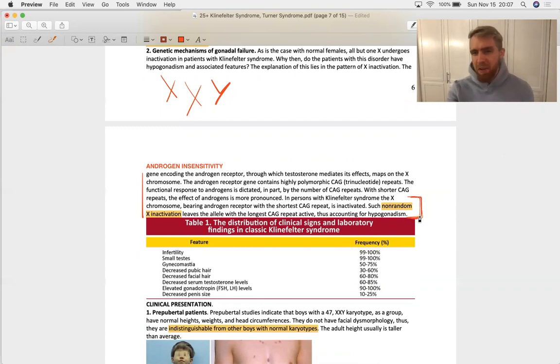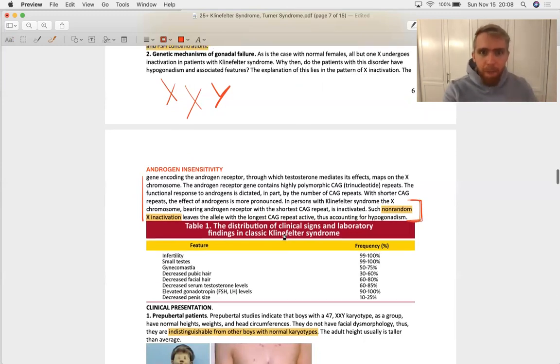We don't exactly know why things are going on as they are in Klinefelter's, but what we do know is that in contrast to what normally happens in all females or any cell in the body that has more than one X chromosome, where normally it's totally random which X becomes the Barr body and which X is allowed to stay active, in Klinefelter's the X that gets inactivated is always the X chromosome with the androgen receptor with a short amount of CAG repeats. So what is that sentence telling me? Let's read this whole paragraph and break it down.